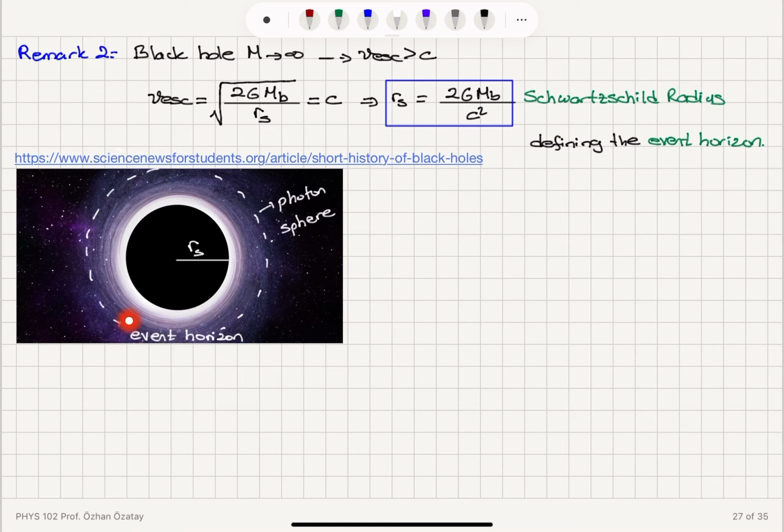Beyond this, we have banding of the light as we approach the event horizon. Where this starts is called the photon sphere. So that's an interesting application of the escape speed for the case of a black hole.